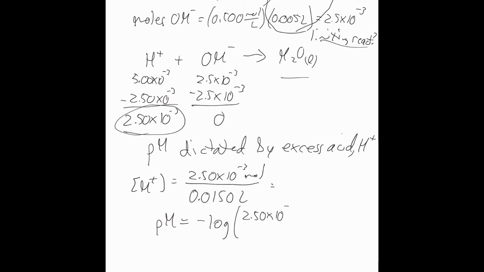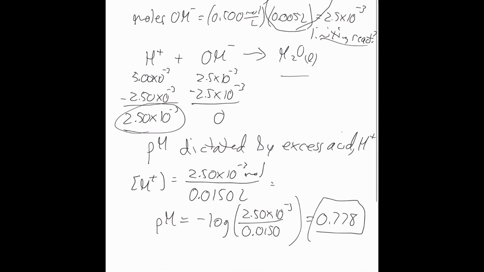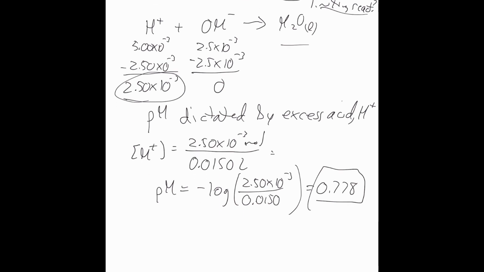2.50 times 10 to the minus 3 over 0.0150. So just do the math automatically. We end up with a pH of 0.778. So you'll notice, remember when we did this math earlier and we added 0.5 molar HCl to water, we ended up with a pH of 0.301.